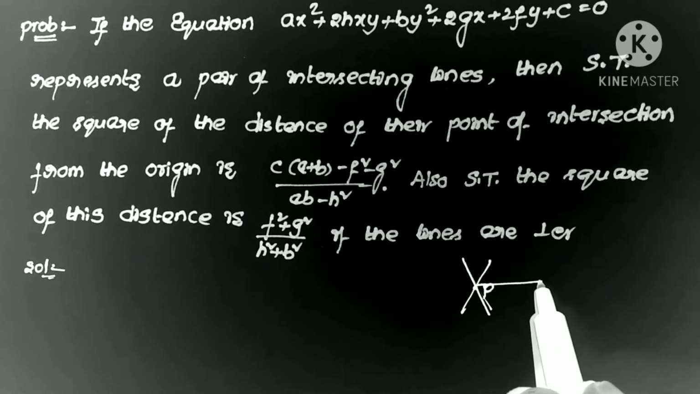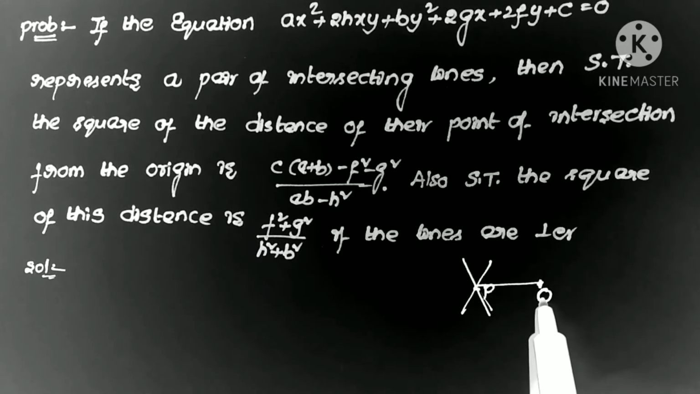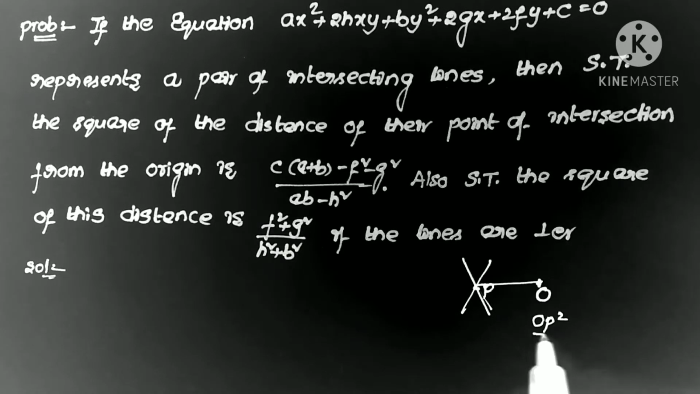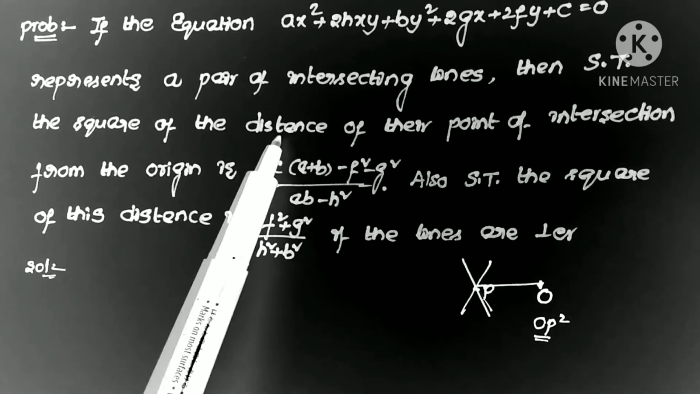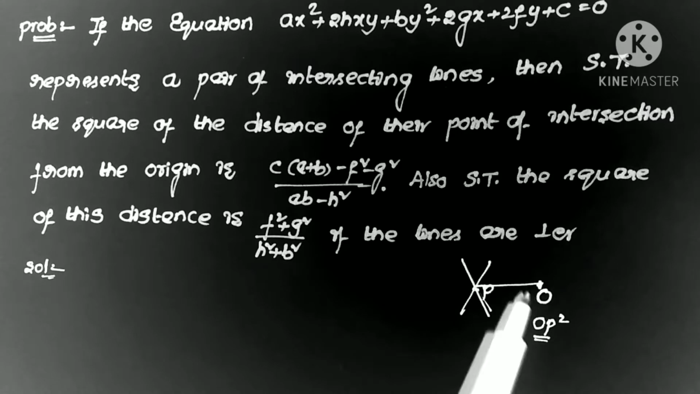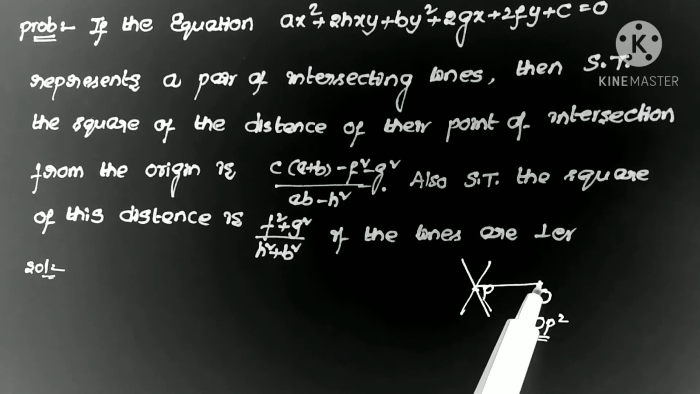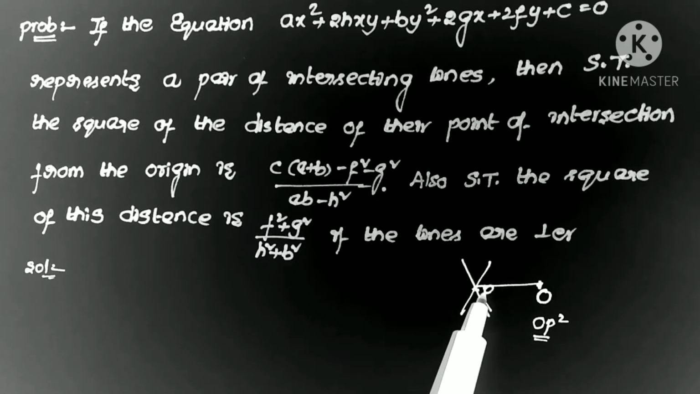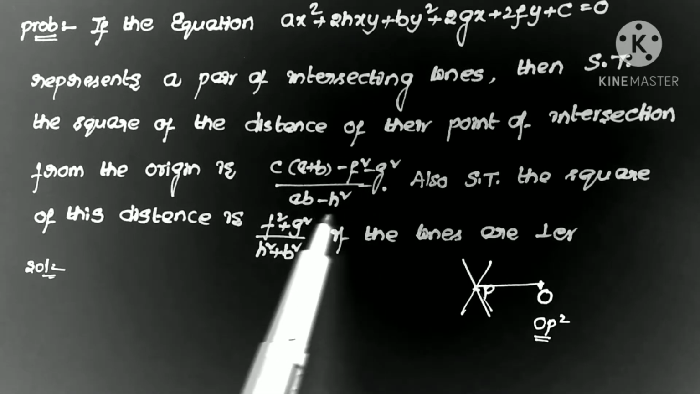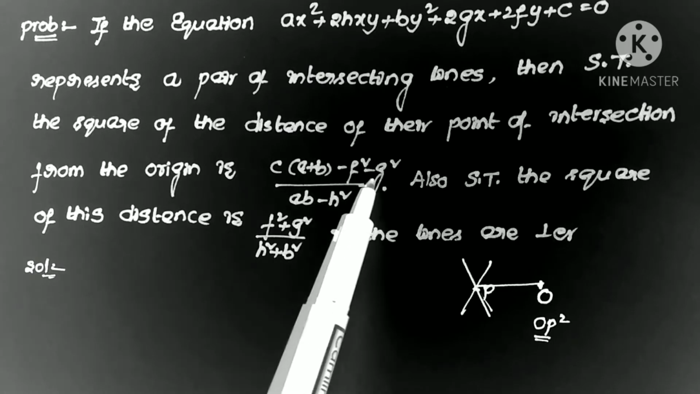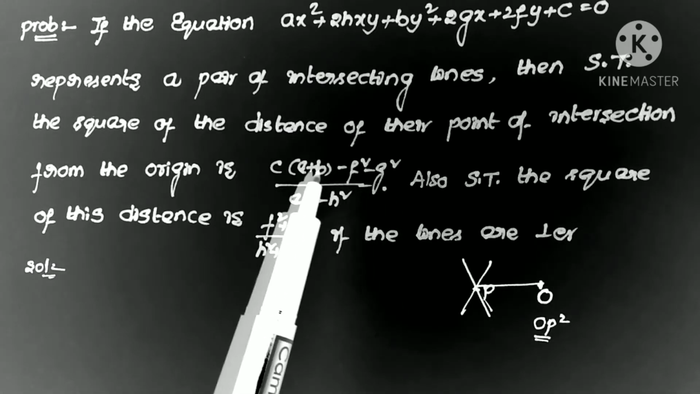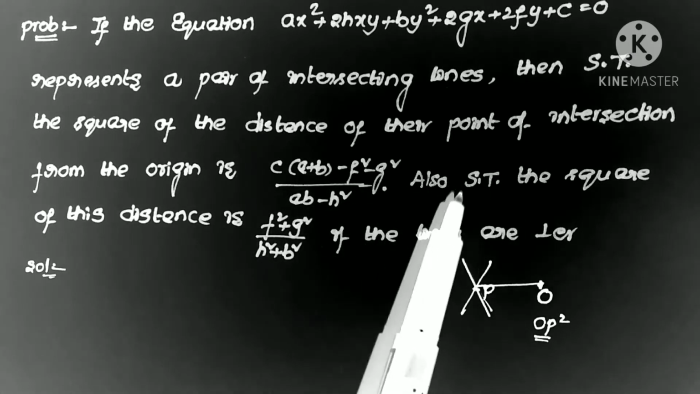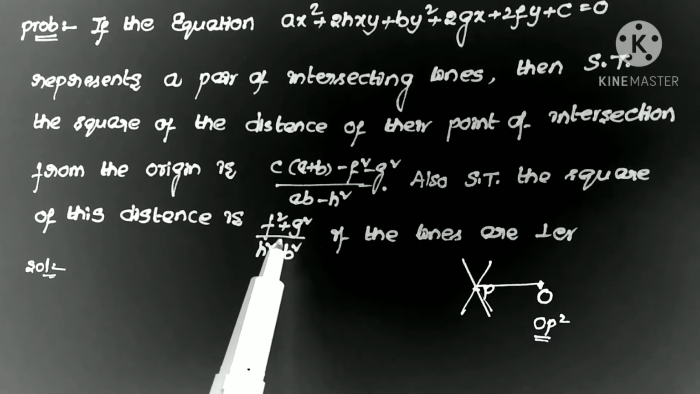The question is the square of the distance of the point of intersection from the origin. So first we take the distance between the origin and the point of intersection, and the square of the distance, that is OP². Now we want to show that OP² is equal to c(a + b) − f² − g² over ab − h², and also show the square of this distance is equal to the other value if the lines are perpendicular.